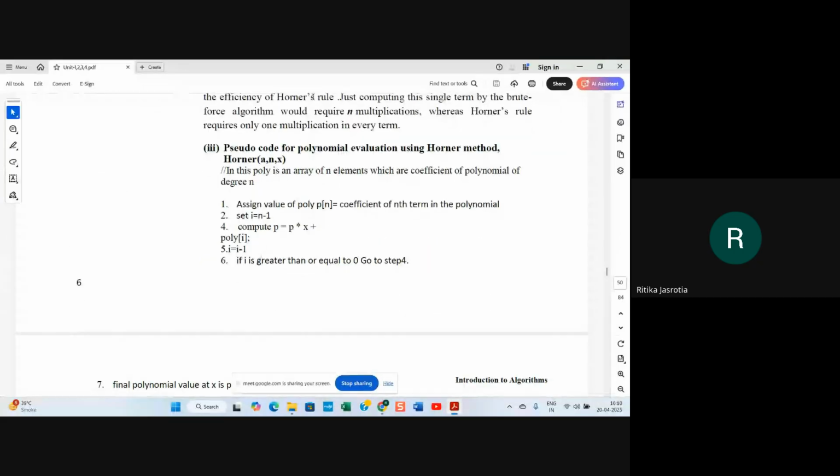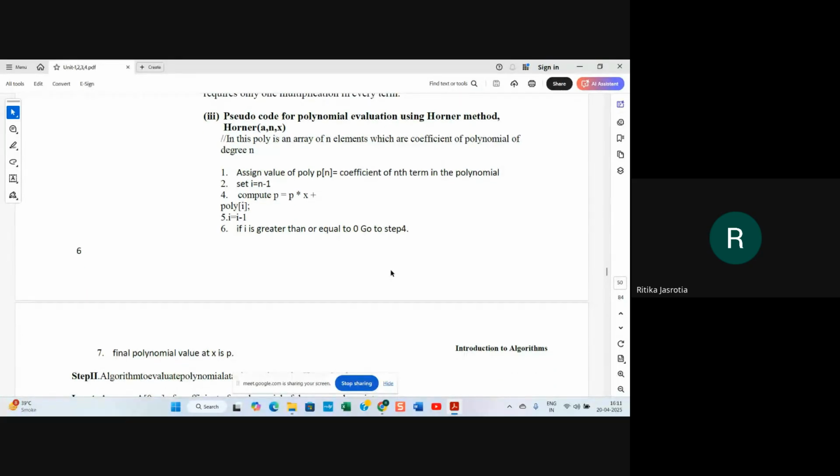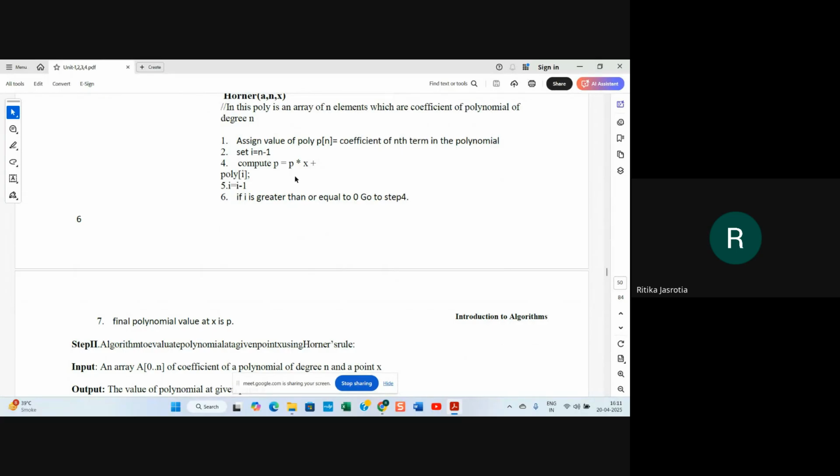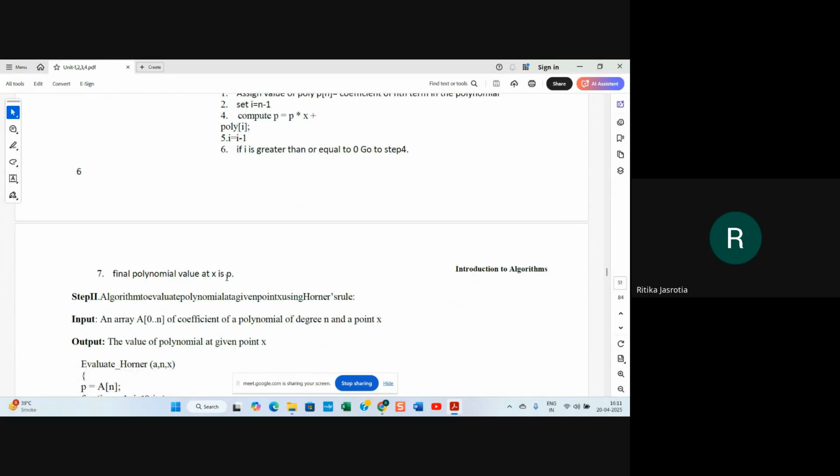So they have given you pseudocode for polynomial evaluation using Horner's method. Horner(A, n, x). In this, poly is an array of n elements which are the coefficients of a polynomial of degree n. Assign the value of P as the coefficient of the nth term in the polynomial. Set i equal to n minus 1. Compute P equals P times x plus poly[i], then i equals i minus 1. If i is greater than or equal to 0, go to step 4 again. Then the polynomial value at x is P.